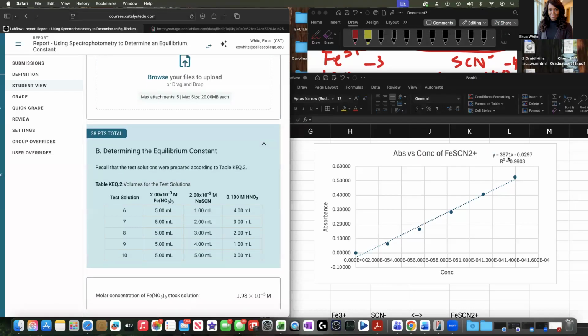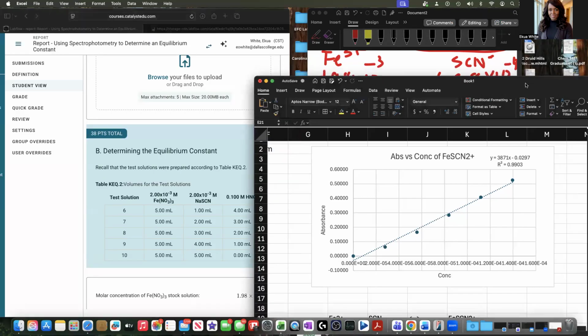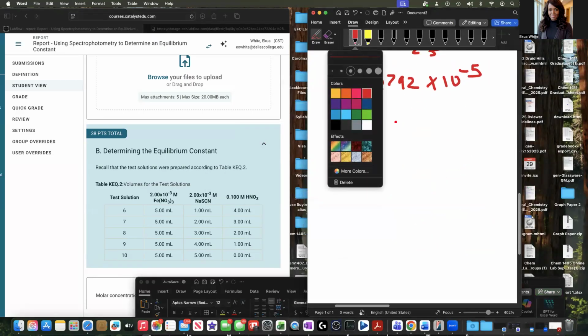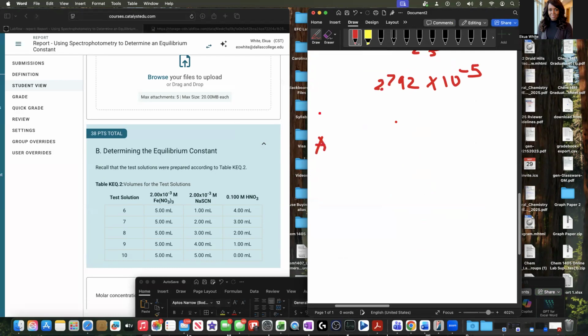Okay, so now we're moving on. So now we have a relationship between y is absorbance and x is concentration, right? I'm going to write this down here, that we have A, which is what y is equal to. What did we say the slope was?